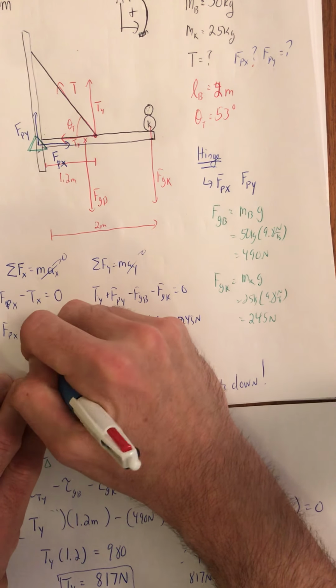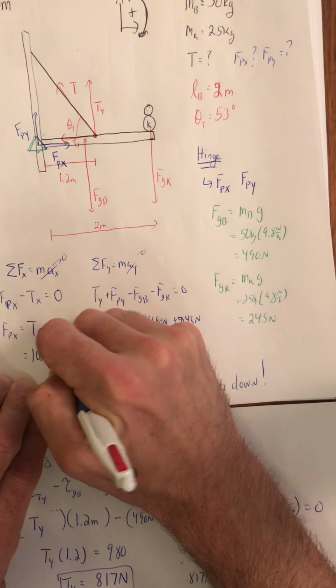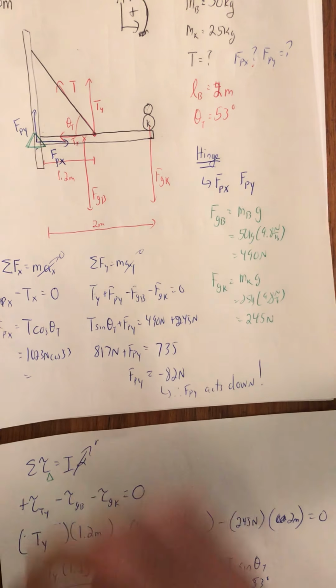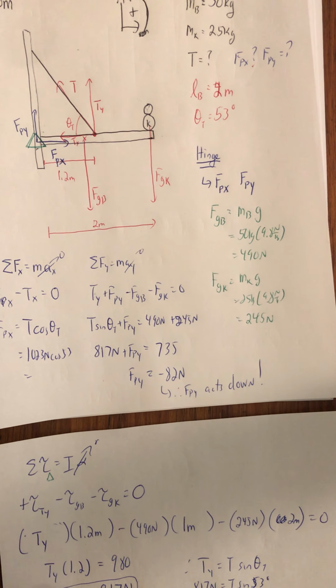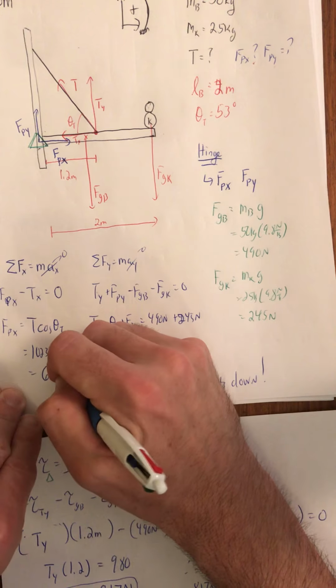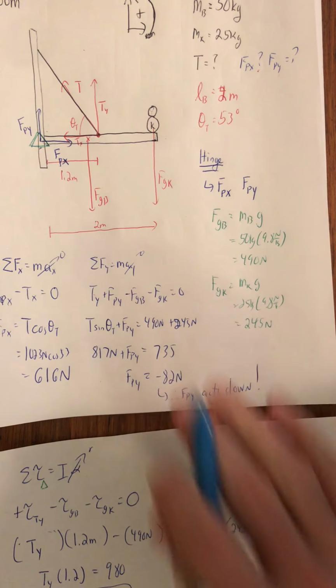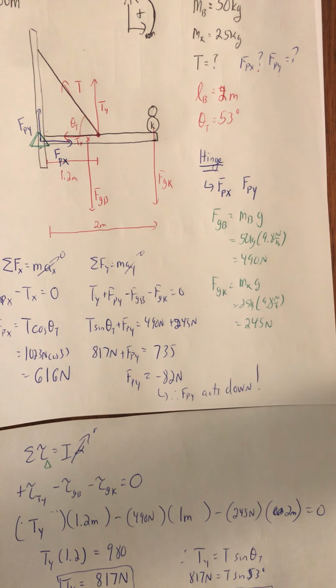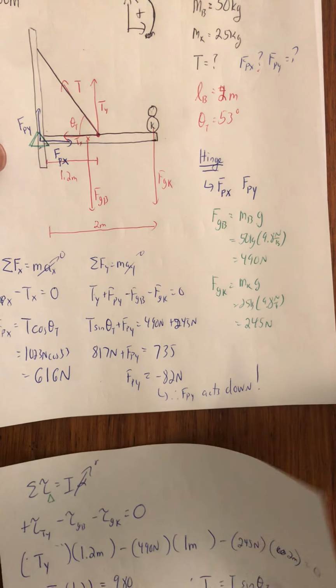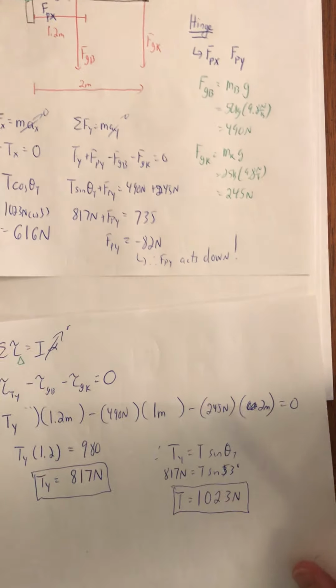And then coming over here, 1023 newtons cosine of 53. I'm not going to have any problems here on my declarations just because of the simple nature of the expression, and that's 616 newtons. So I know exactly what that is. And so there you go. That is how you do the boom problem.